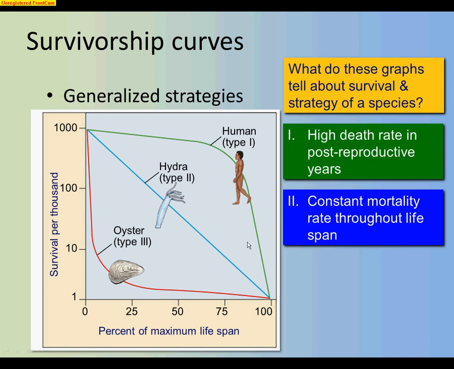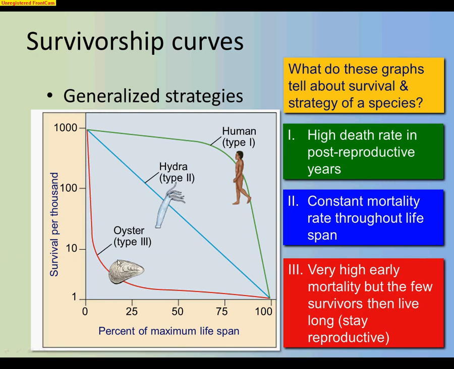The other one, let's look at the hydra for an example here. This kind of belongs to the sea sponge category of animals. You've pretty much got a 50-50 chance of living or dying if you're a hydra. And we just kind of see a constant mortality rate. It doesn't matter if you're young or if you're very old, you've got a 50-50 chance of dying. So we see a little bit more of a straighter curve.